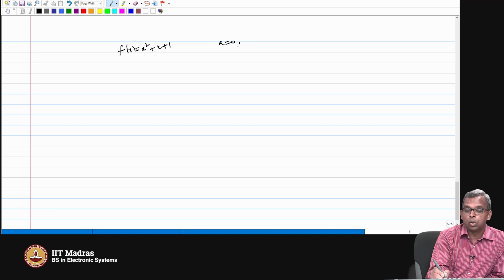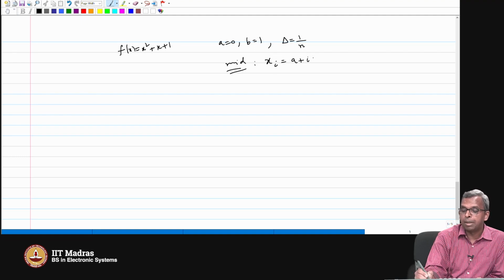So you have here f of x, let's say, is x squared plus x plus 1. Then a equals 0, b is 1, and any n, that means delta is (b minus a) by n, which is 1 by n. And what will be xi? xi will be a plus i delta. I'm going to do mid. For mid, xi will be a plus i delta plus delta by 2, isn't it? So a is 0, i delta is i by n, plus delta by 2 is 1 by 2n. So it's just basically (i plus 1 by 2) times 1 by n.